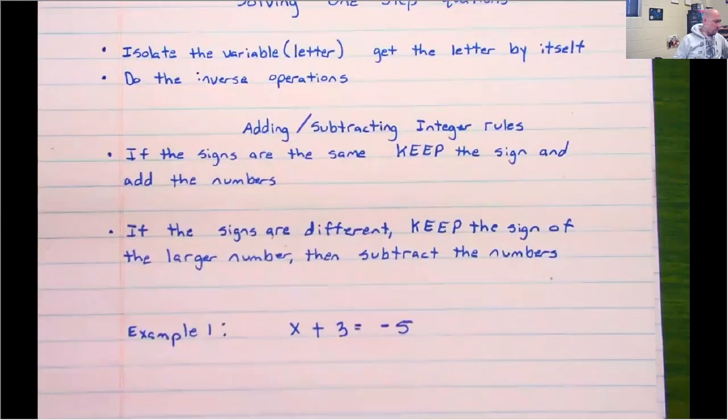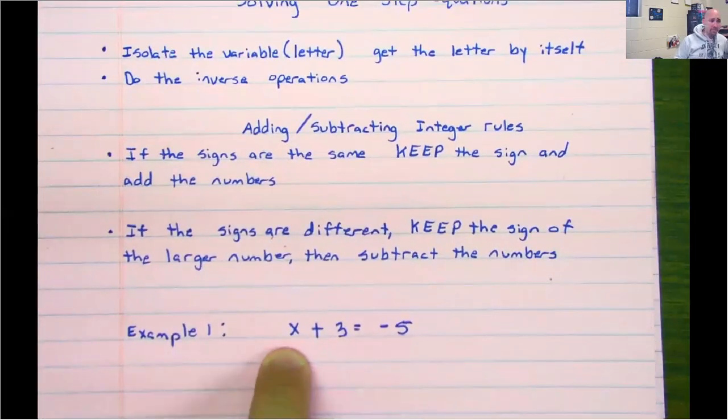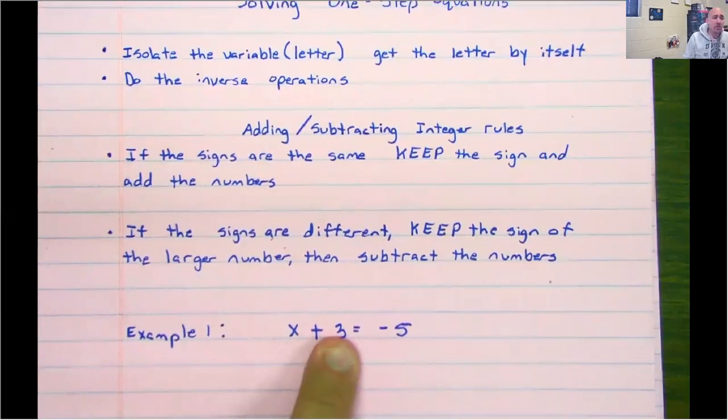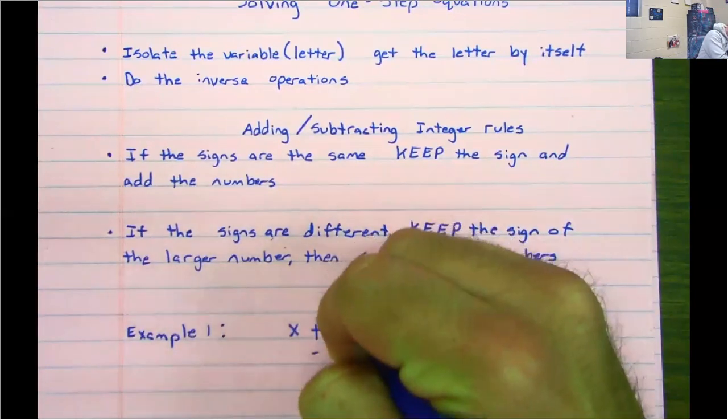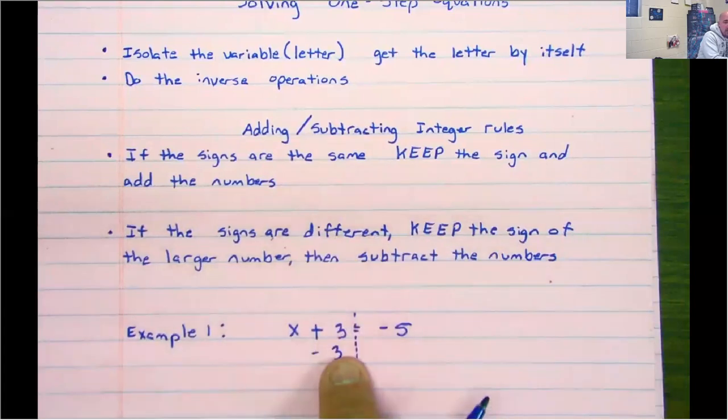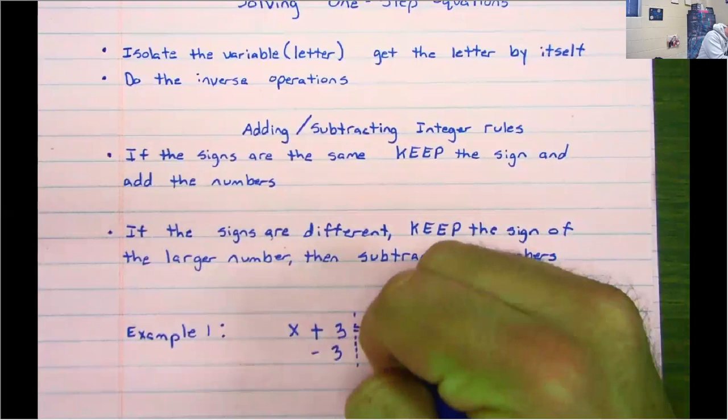So here comes example 1. We're trying to get x by itself, but attached to it is this plus 3. So what is the inverse or opposite of adding 3? Good, subtract 3. Now what you do to one side of the equal sign, you have to do to the other. So it's like a mirror image.